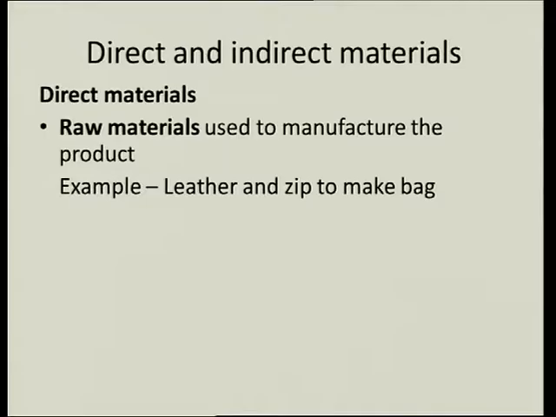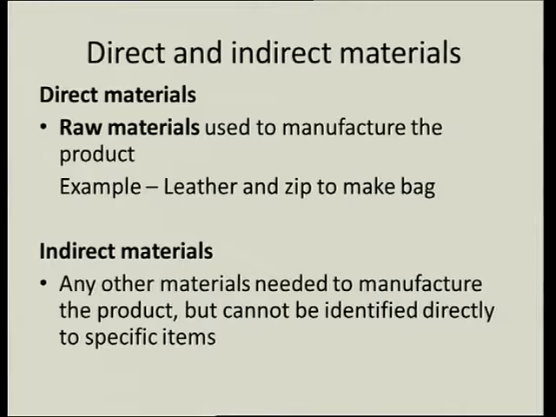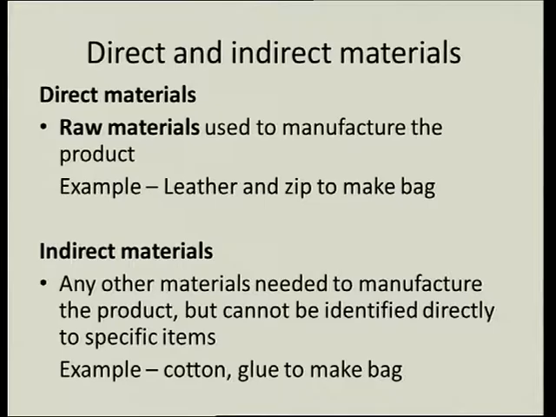Then the indirect materials that go into the bag are any other materials needed to manufacture the product but cannot be identified directly in that specific item. Example, the cotton to make the bag, the glue to make the bag, and anything else that goes into the bag. So you have your direct and your indirect materials. The materials are the items used to make the bag.